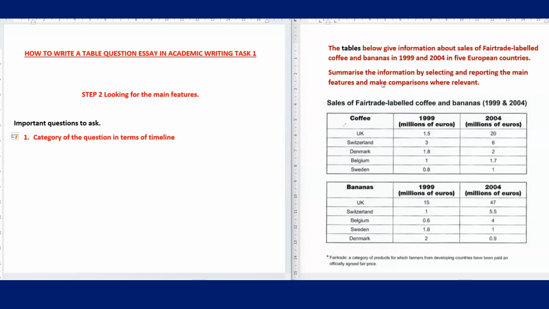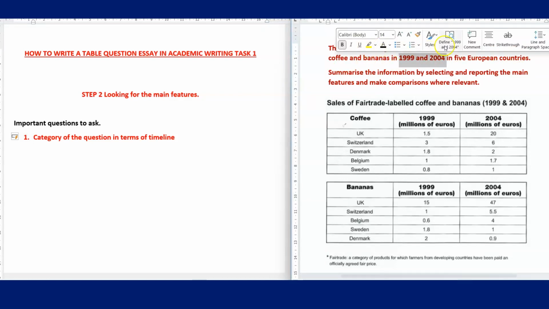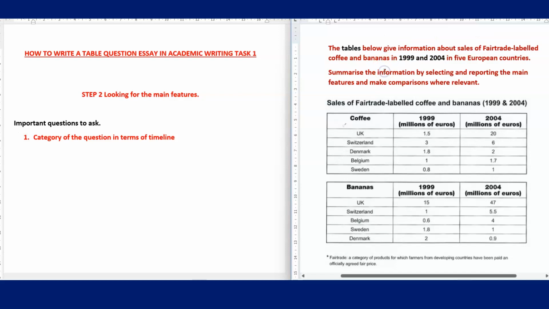We said that if it is bordered between two timelines, it's a dynamic graph, and if it is in a particular timeline or one timeline, or there is no time at all, then we are dealing with a static graph. So let's read the question. The question states that the tables below give information about the sales of fair trade labeled coffee in 1999 and 2004. So this one talks about two different timelines. We are comparing 1999 to 2004 sales. And because of that, we can deduce that this question is a dynamic graph.